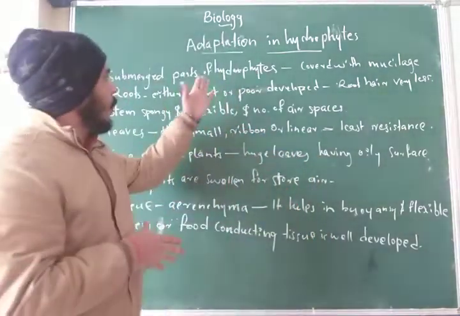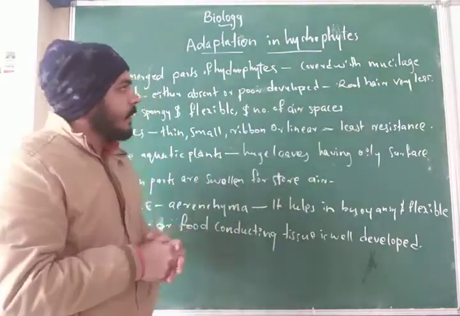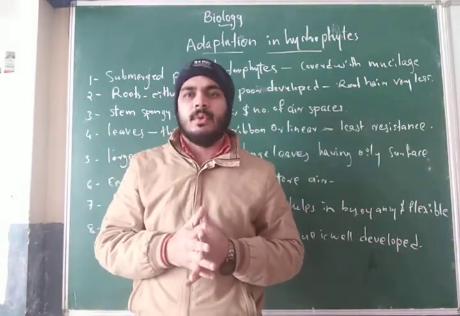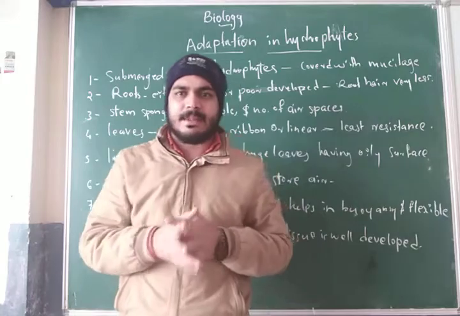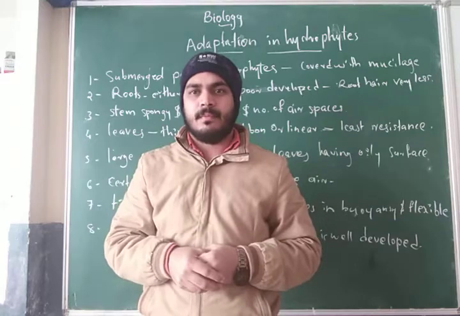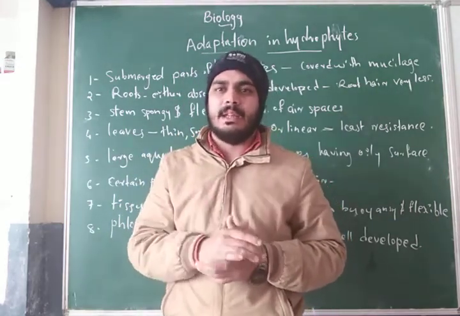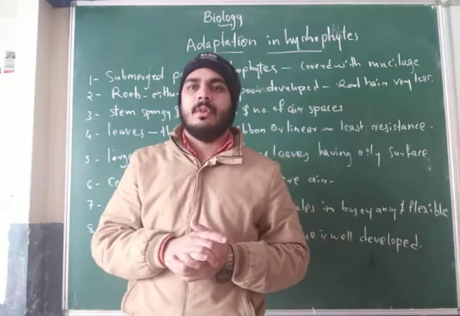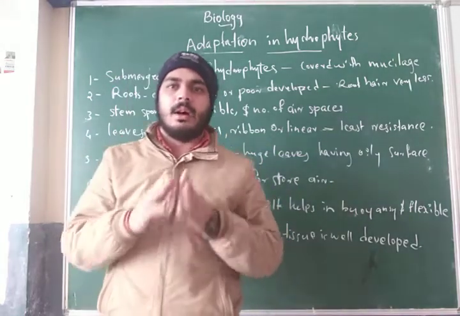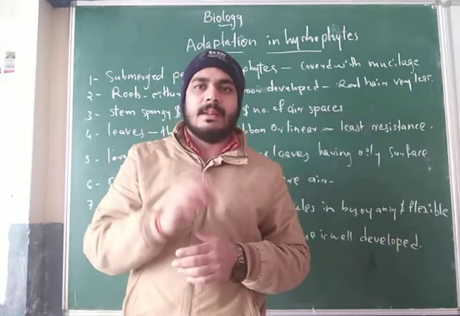submerged parts of hydrophytes. Submerged means the parts of the hydrophytes are covered with mucilage. Mucilage means an oily or sticky substance present over the plant body. This oily substance helps the plants to prevent decay. So it is very helpful for the plants to prevent decay. That's why the submerged parts of the hydrophytes have mucilage.